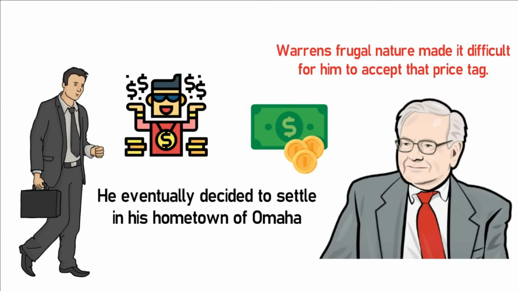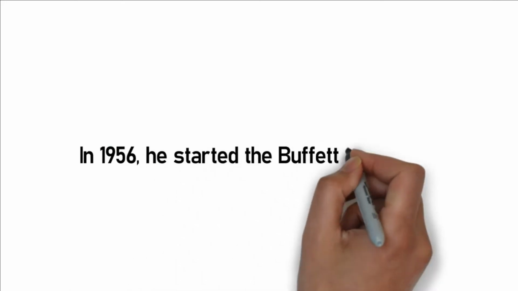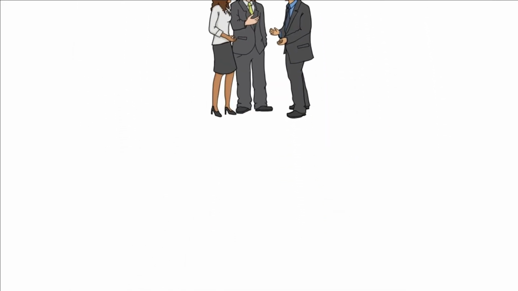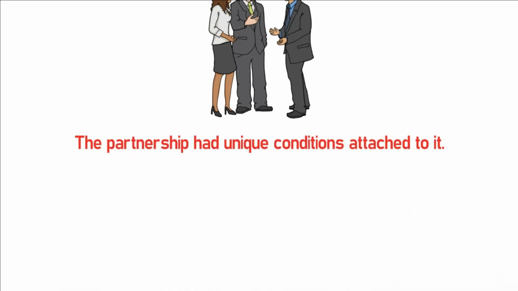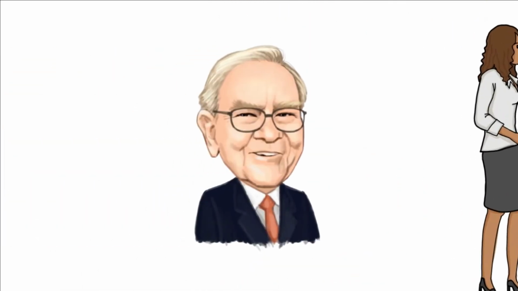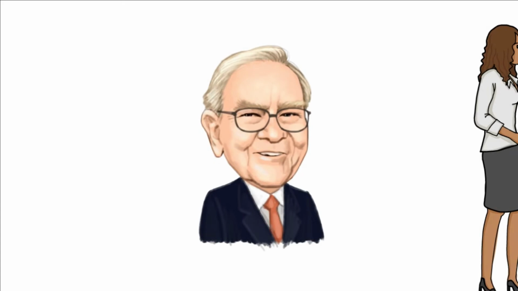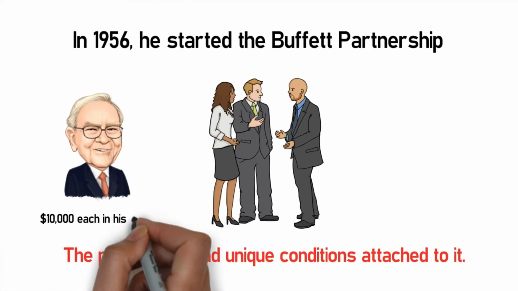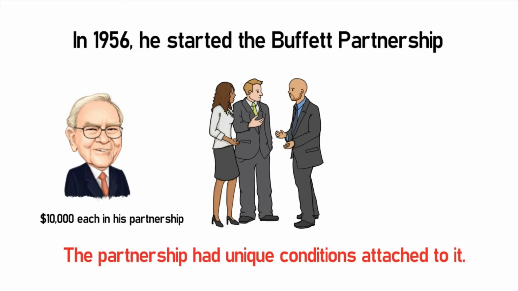Warren spent most of his time as an investment salesman and a securities analyst. In 1956, he started the Buffett Partnership with his close friends and family. The partnership had unique conditions attached to it. Starting off, Warren asked one of his partners, a doctor, to find 10 other doctors willing to invest $10,000 each in his partnership.